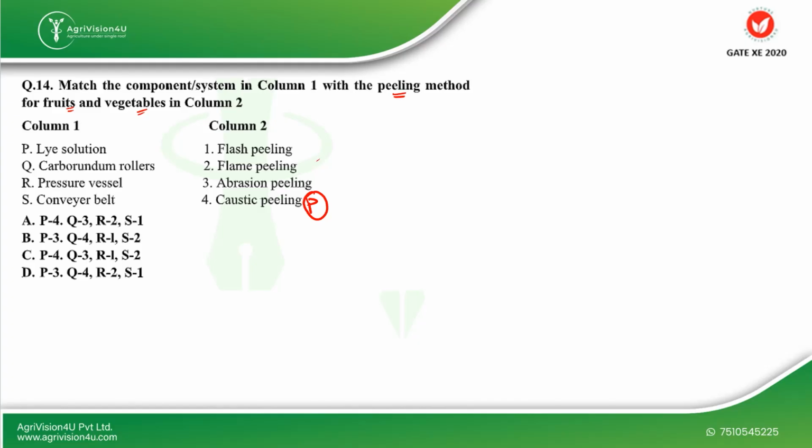Basically this involves the immersion of the material in hot caustic or lye solution. This can be NaOH or KOH at a temperature of 90 to 100 degree Celsius. This solution dissolves the pectic or the hemicellulosic materials, we can say, material of the cell wall. Next is carborundum rollers. So carborundum rollers are for abrasion peeling.